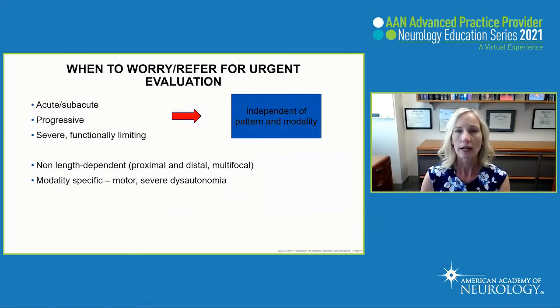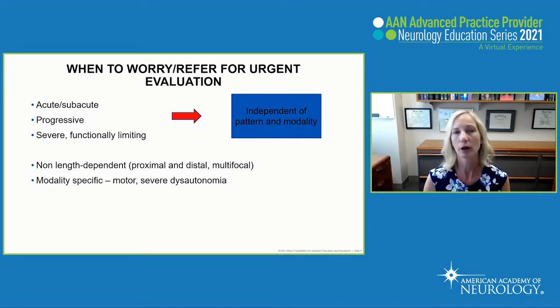So just when to worry about a neuropathy, when to maybe refer it on for further evaluation, are those patients who have a really acute or subacute onset. It's very progressive and severely functionally limiting. And that can be independent of the type of pattern of neuropathy, like if it's length dependent or not, or the modalities that are involved. We also want to think about those patients who are non-length dependent.